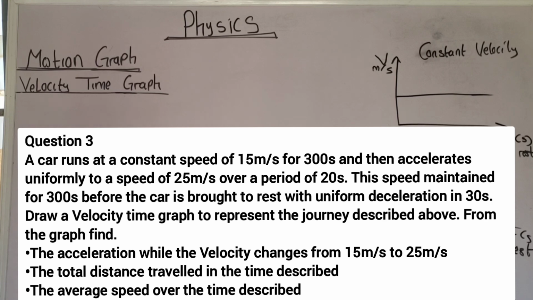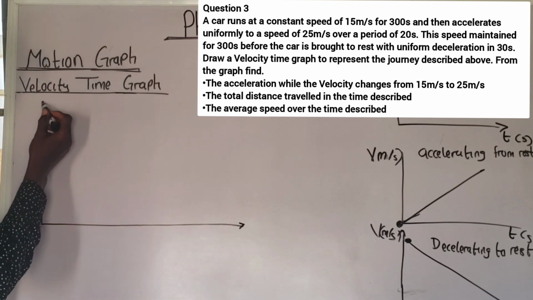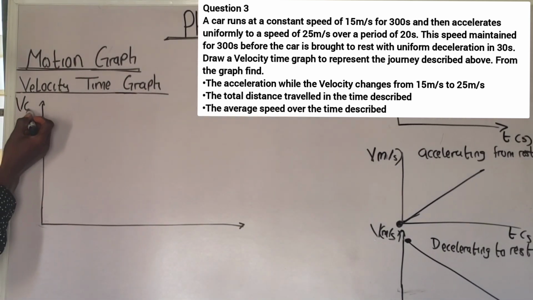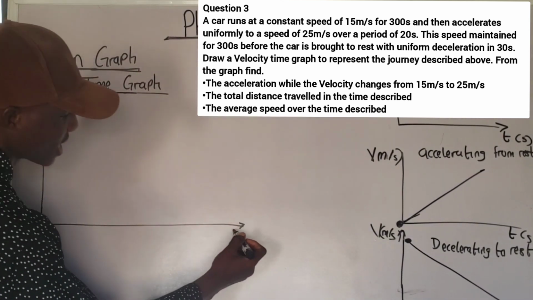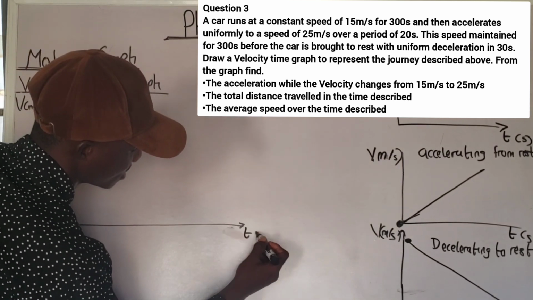Well, what an interesting question. Okay, let's start by drawing our graph. We have our graph here. Now, please pay attention, because this question is technical. A car runs at a constant speed of 15 meters per second for 300 seconds. Since we are dealing with a velocity time graph, we're going to have velocity in meters per second and time in seconds.